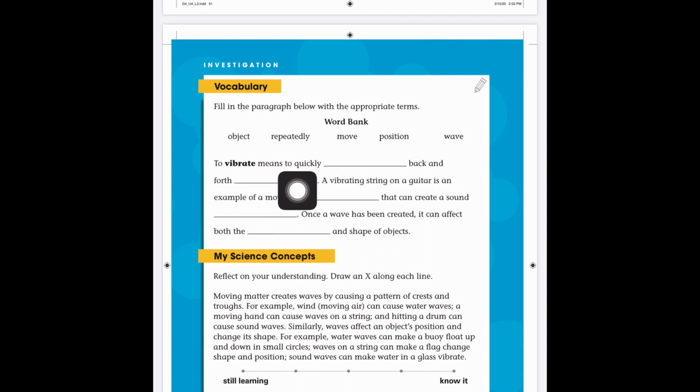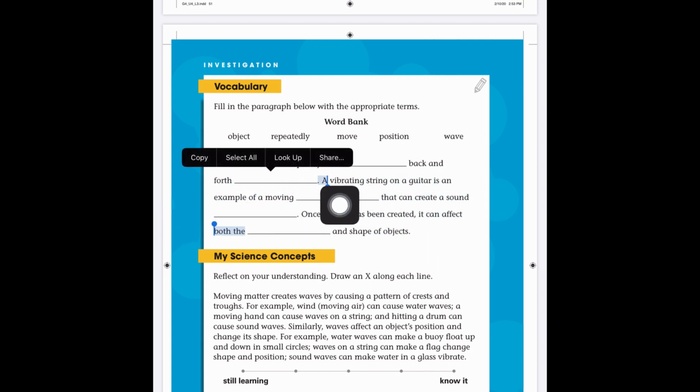To vibrate means to move quickly, blank, back and forth, blank. A vibrating string on a guitar is an example of a moving blank that can create a sound, blank. Once a wave has been created, it can affect both the blank and the shape of the objects.